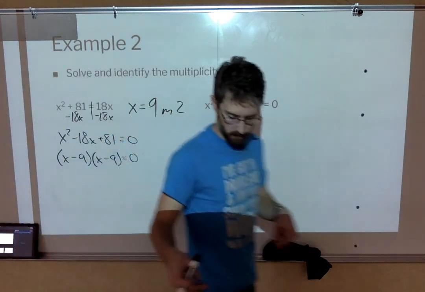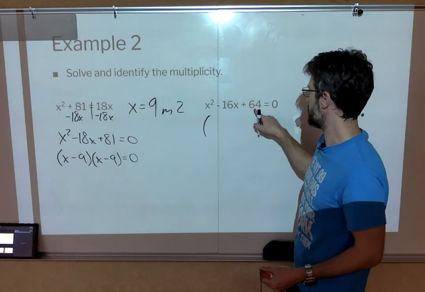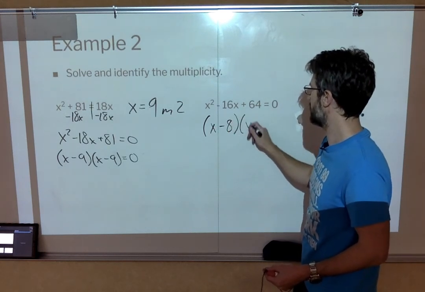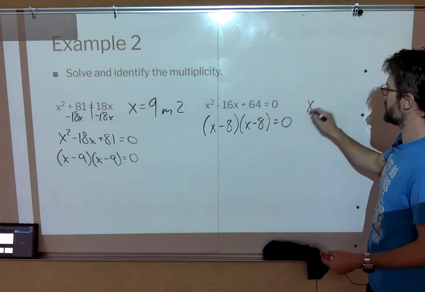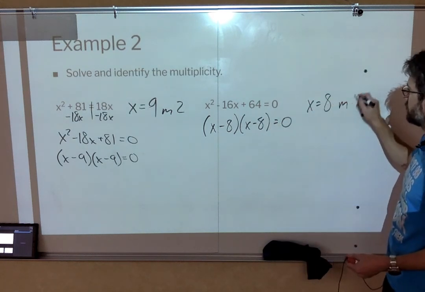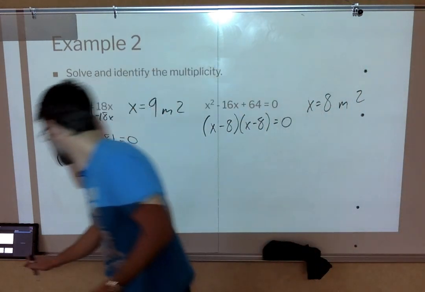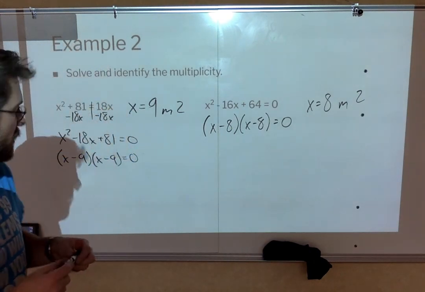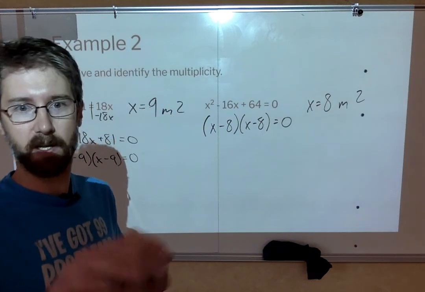This one, nice one. Two numbers that multiply to 64 and add to a negative 16 are minus 8 and minus 8. So that means that it is x equals positive 8 with a multiplicity of 2 because they're there twice. All right, so that's it for multiplicity. One more video on kind of doing this backwards, so check that one out.